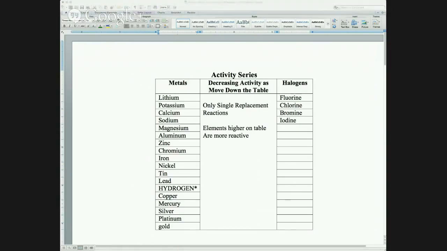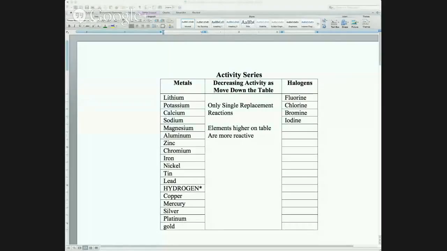So let's see, where did I put? There they are. Okay. Oops. Having some issues here. Okay. Let's take a look. Will the reaction happen?